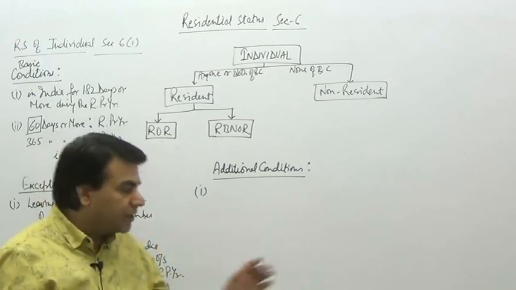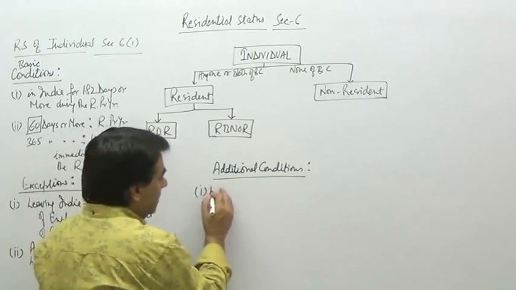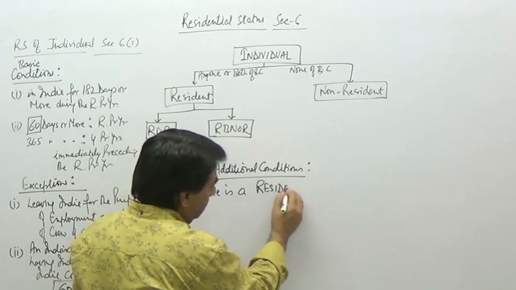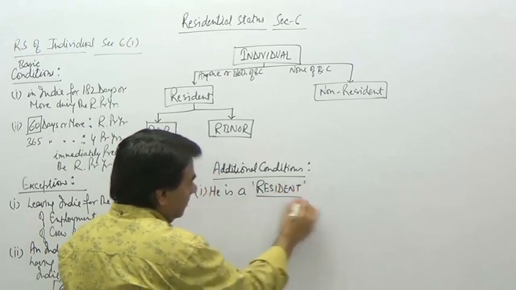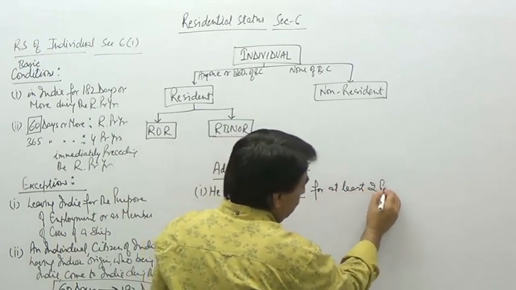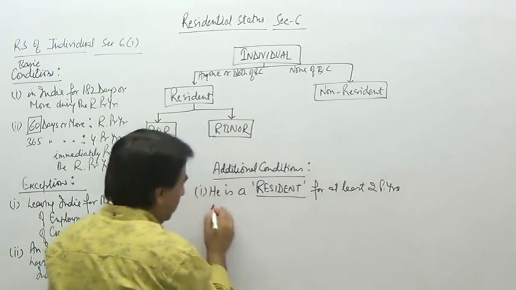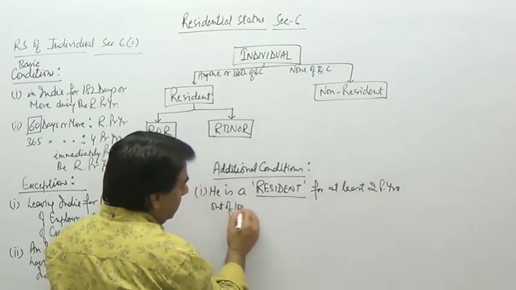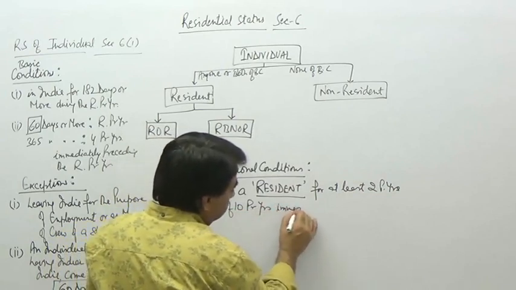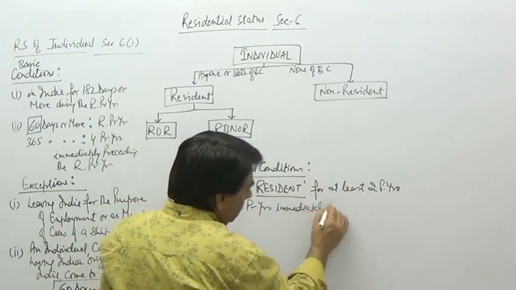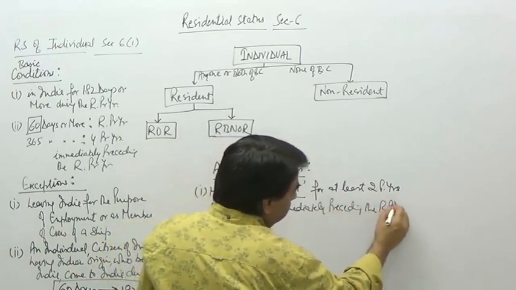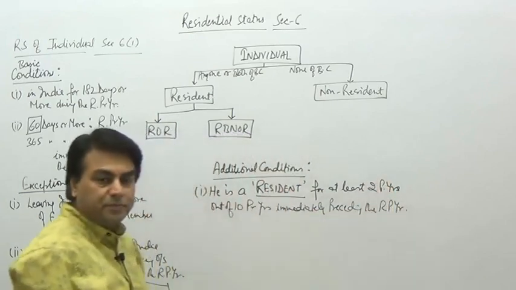I'm again repeating it. Let me write it first. He is a resident for at least 2 previous years out of 10 previous years immediately preceding the relevant previous year.